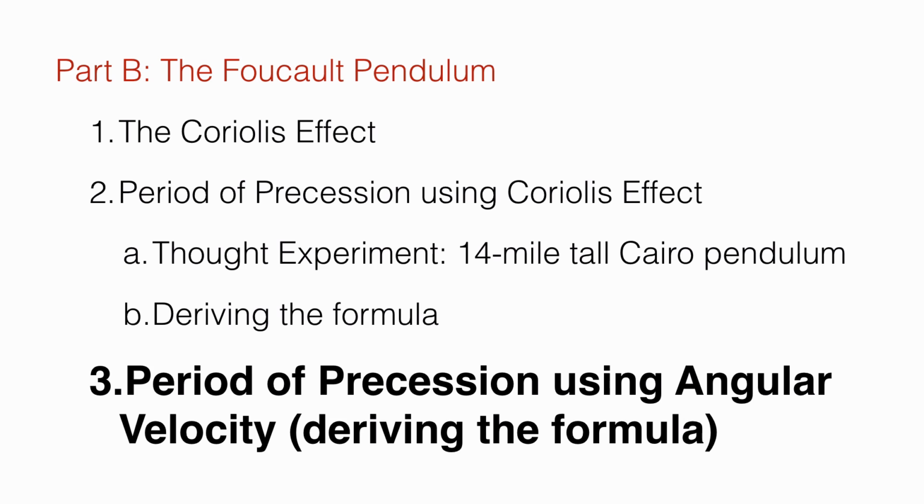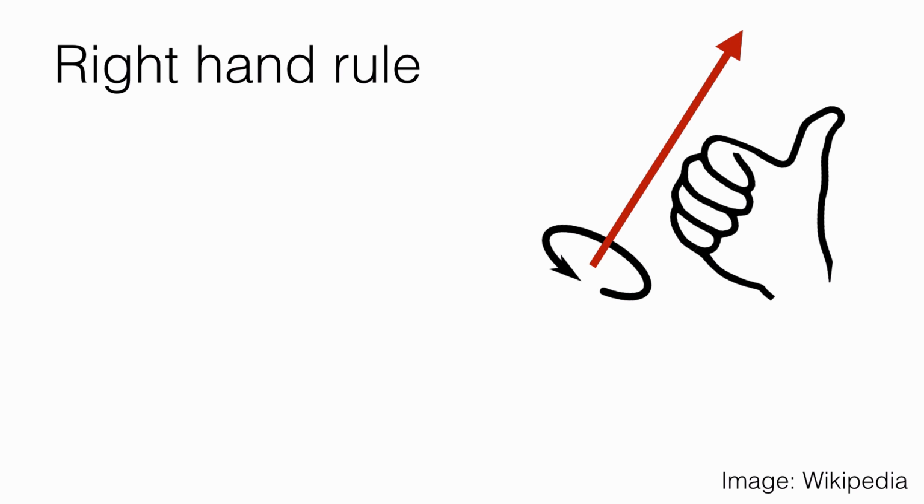So the last thing we want to do is find the period of precession, but we want to derive it in a completely different manner. We're going to derive it using angular velocity. So we're going to review what the right hand rule is. If you take your right hand and you curl your fingers around into a thumbs up sign, the direction of the fingers curling will wrap around the vector and the thumb will point in the direction of the vector.